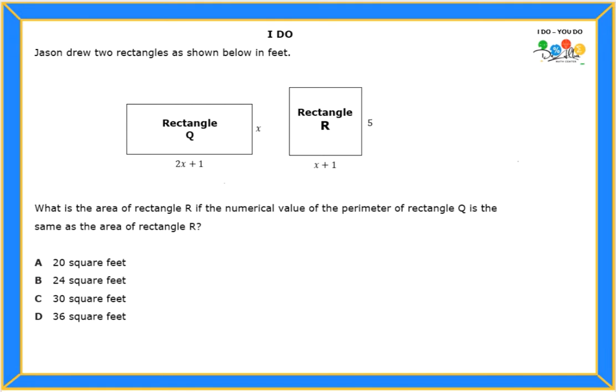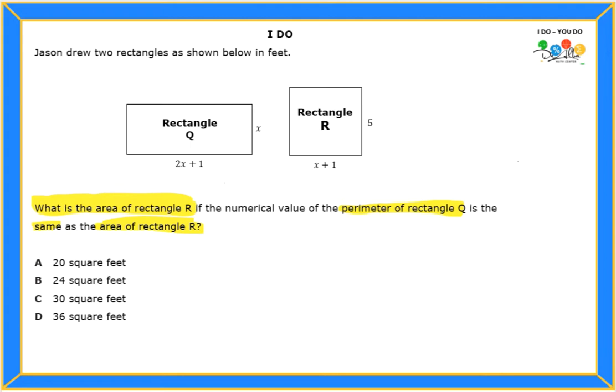So, first of all, we need to know what they are asking me to find. The question is, what is the area for rectangle R? We have a lot more information, but the one they're asking you to find is the area for the rectangle R. Okay, so what else is given to us? Well, I do see something about the perimeter. It says the perimeter of rectangle Q is the same as the area for rectangle R.